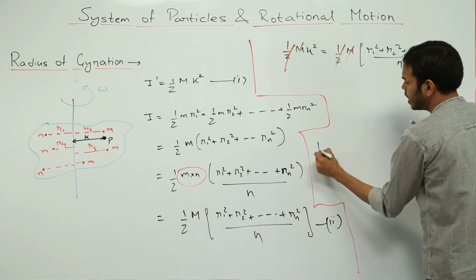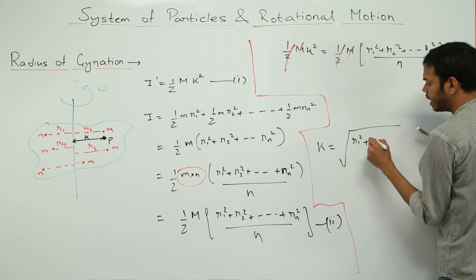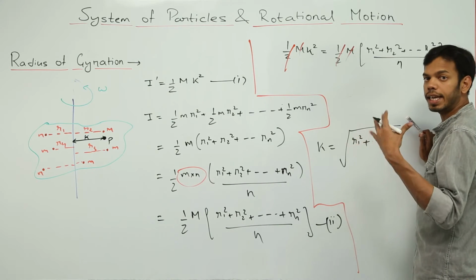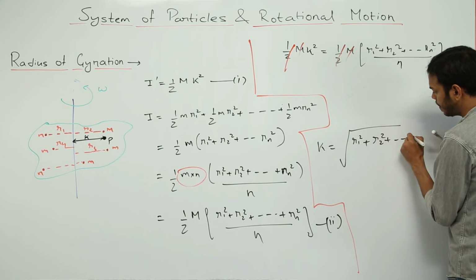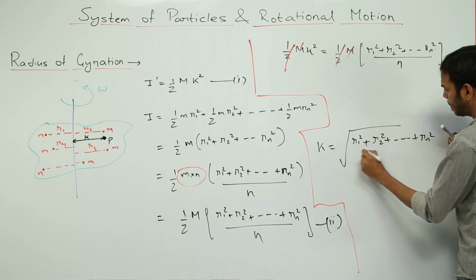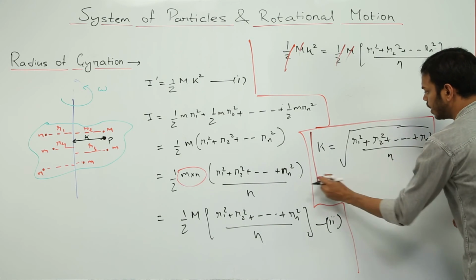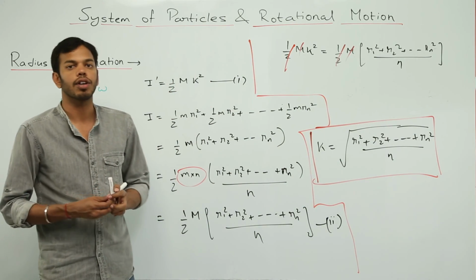this term. That means k is equal to under root of the squares of individual distance of each particle, their addition divided by total number of particles, upon n. This is the radius of gyration for a given distribution of particles across a rigid body.